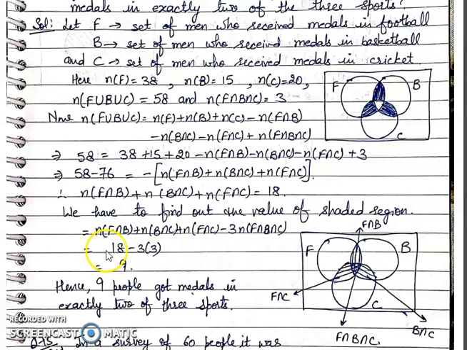So 18 minus, this value we had found out. Its value is 18. 18 minus 3, and this intersection is given to us. Its value is 3. So 3 into 3 is 9. So only 9 people got a medal in exactly 2 of 3 sports.